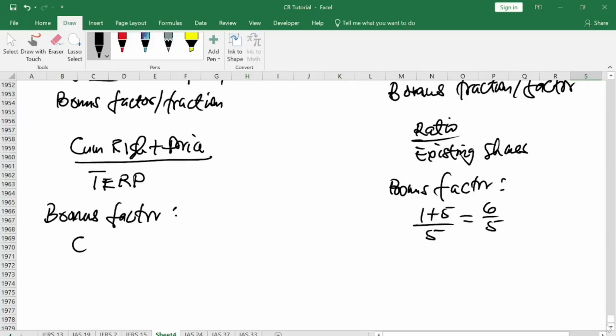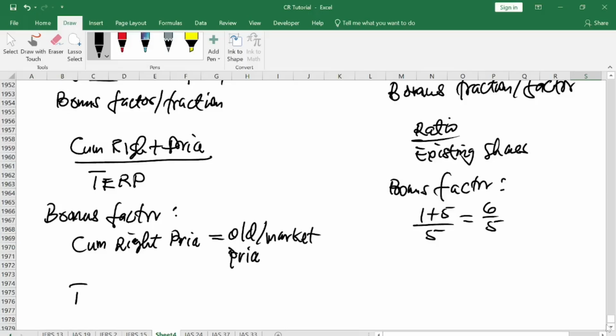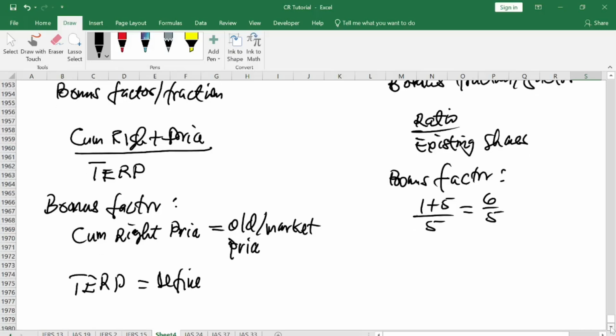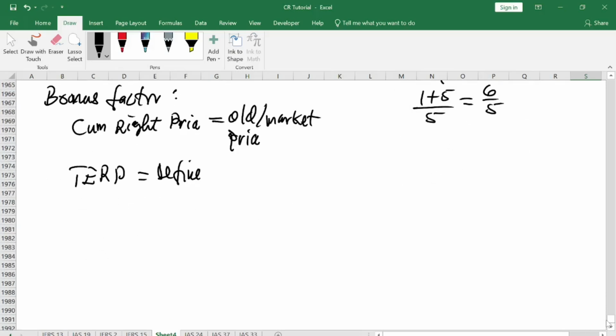So here we know our cum right price to be the old, or the market price of the share. And then the TERP is what is to be defined. So how are you going to do that? First, we know our cum right price.